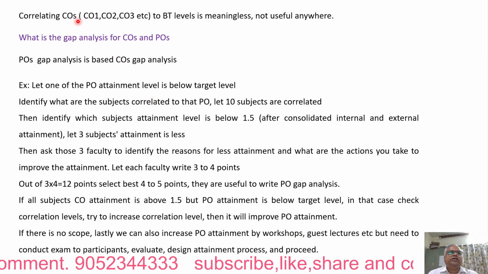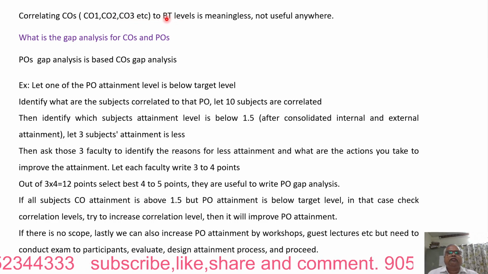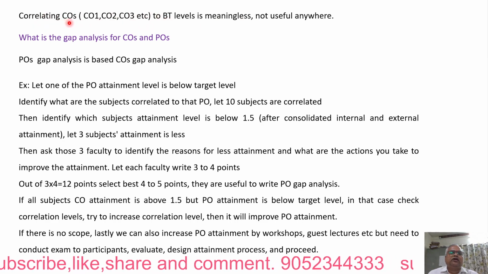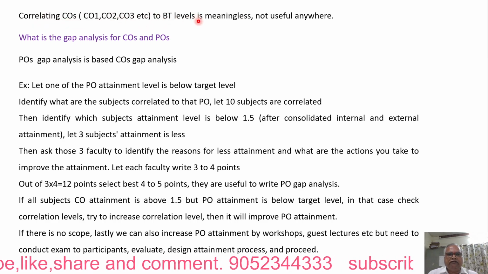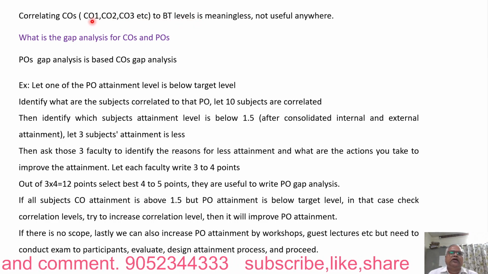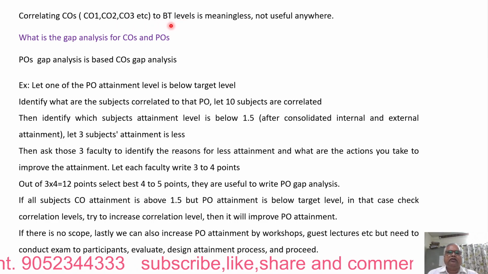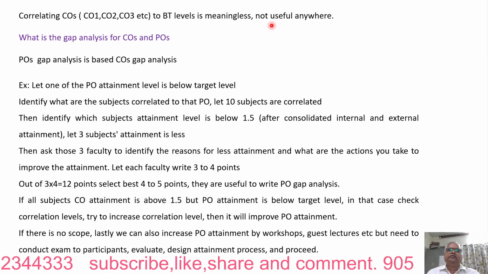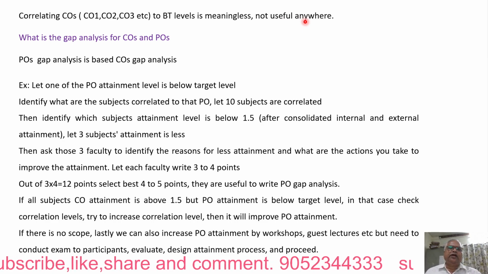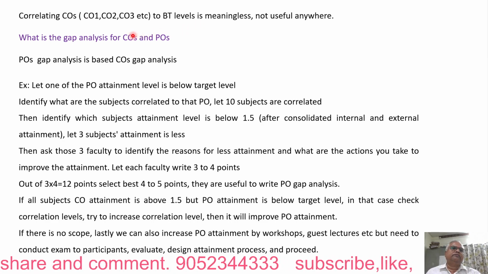Correlating COs, CO1, CO2, CO3, etc. to Bloom's taxonomy level is meaningless. Some people are doing this, correlating CO to BT level. The CO concept is different, and the BT level concept is different. Even if you prepare it and map CO1 to a level, we are not using it anywhere, so it is meaningless and not useful in the process of attainment. So CO mapping to BT level is useless.